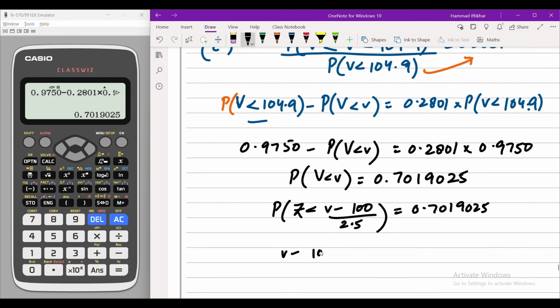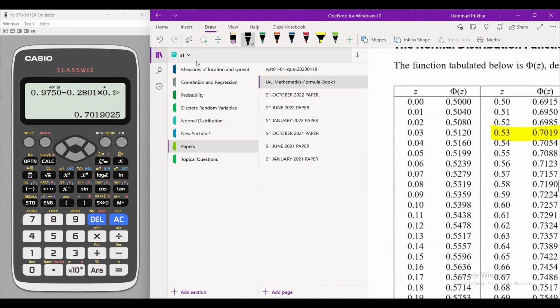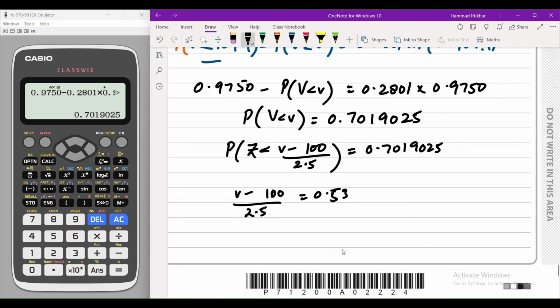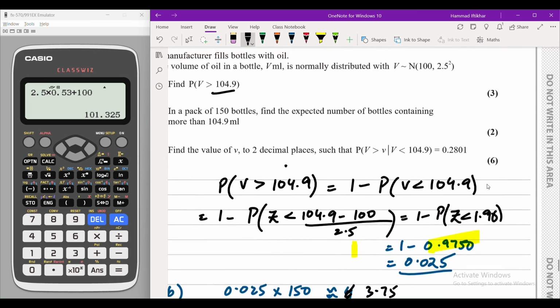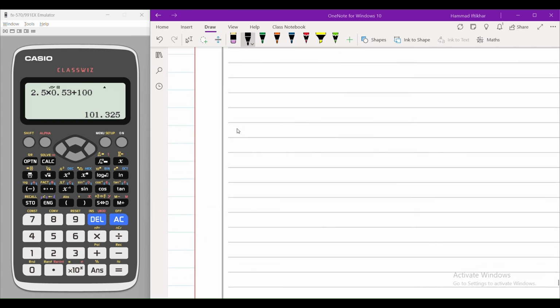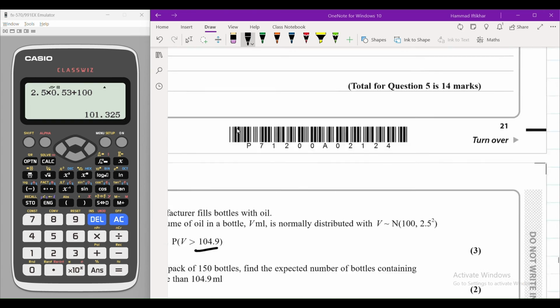So (v minus 100) divided by 2.5 is 0.53. Okay. So 2.5 times 0.53 plus 100. That comes out to be 101.325. And that's about it. Alright, so that's the end of this paper. Hopefully I'll see you next time.